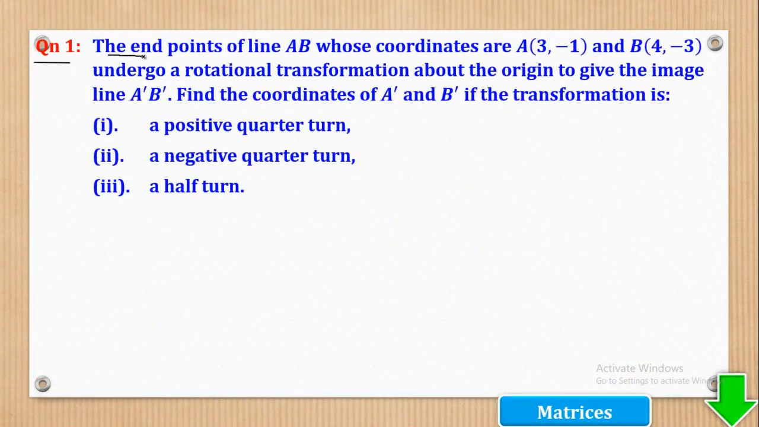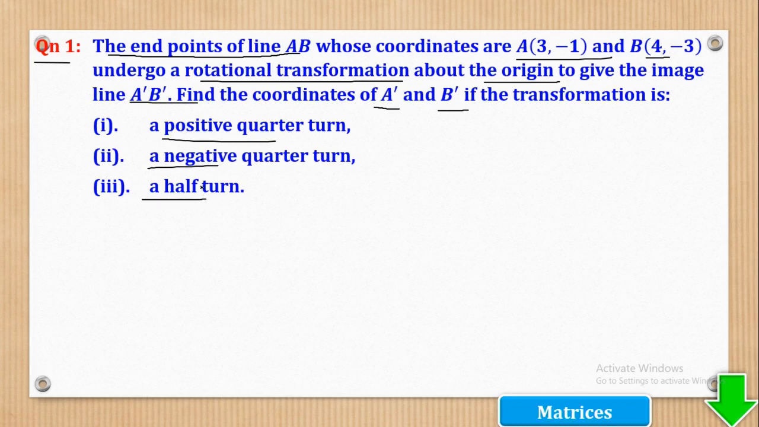Question 1 says, the endpoints of line AB, whose coordinates are this and this, undergo a rotational transformation about the origin to give the image this. Find the coordinates of A prime and B prime if the transformation is a positive quarter turn, a negative quarter turn, and a half turn. So what I didn't tell you is that the general method works only when the center of rotation is 0, 0, just as it was for the graphical part.